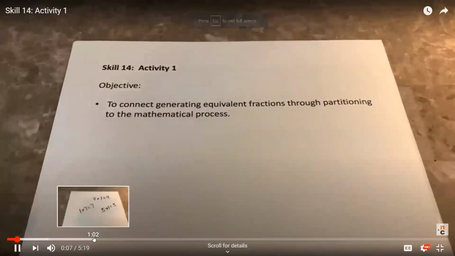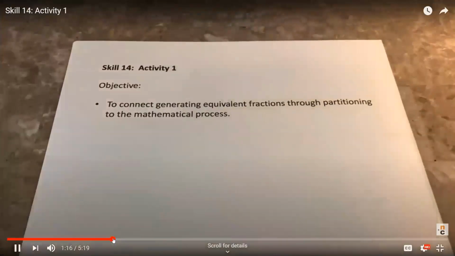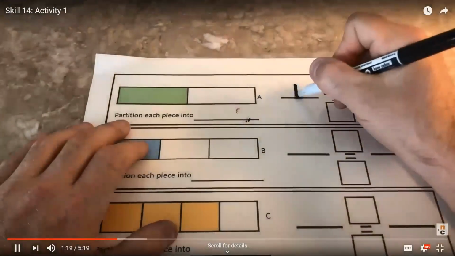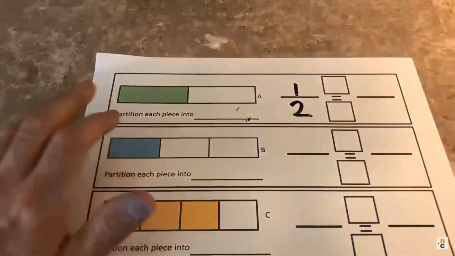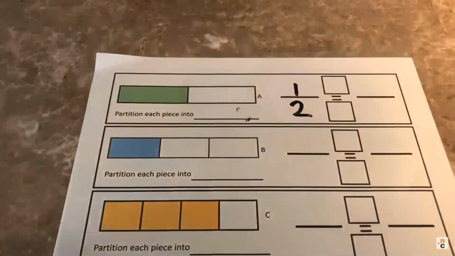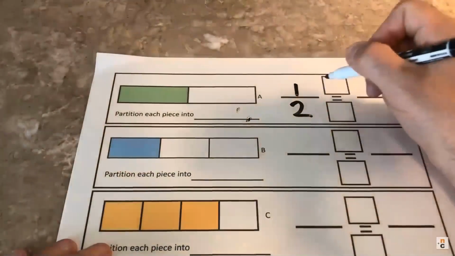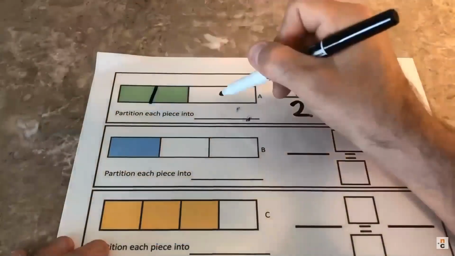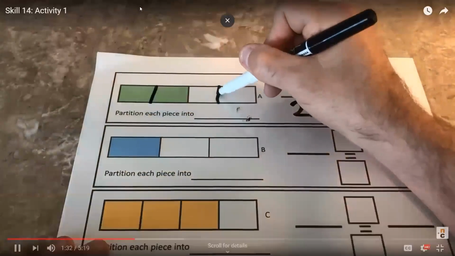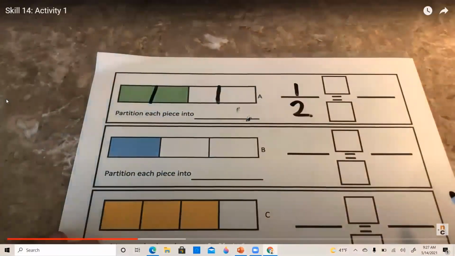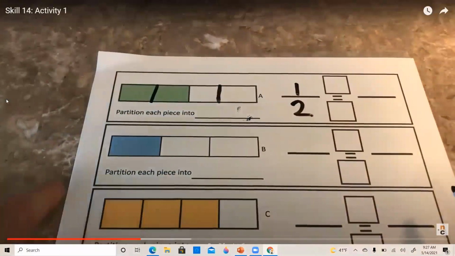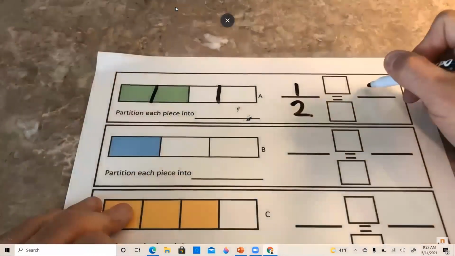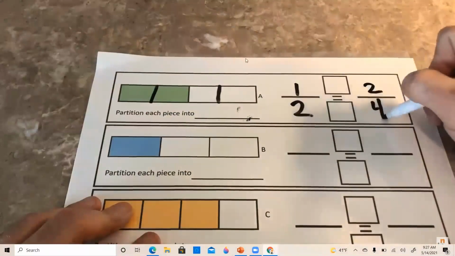Through partitioning to the mathematical process. And what fraction do we have? And we're going to write it. We have 1/2 right here, right? And I just want to show you something. If we were to cut each piece in half like this, that piece in half and that piece in half, and your students up to this point have been able to do that, so we know now that what we have is 2/4. So we know that 1/2 is equal to 2/4.